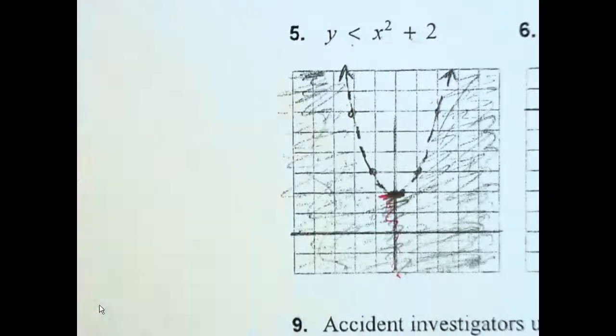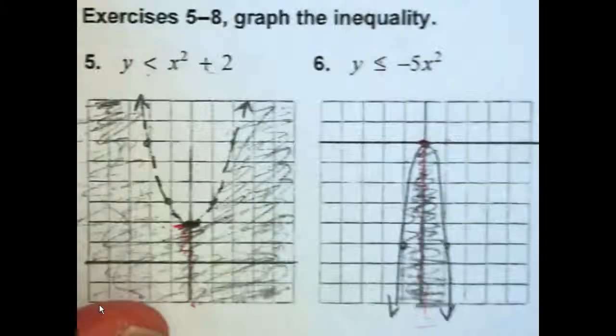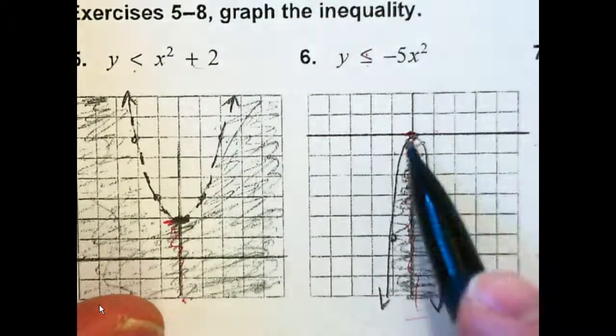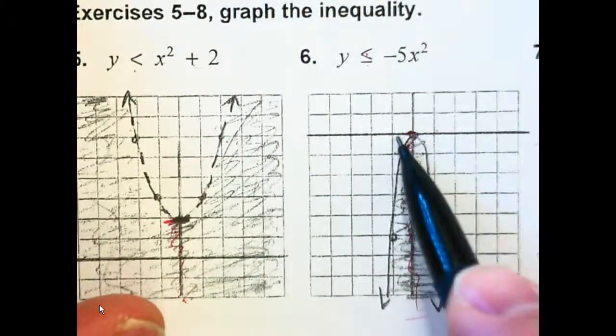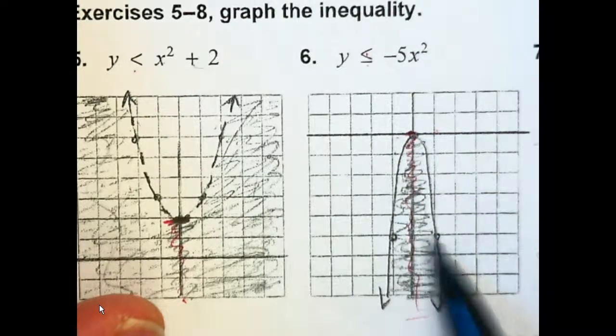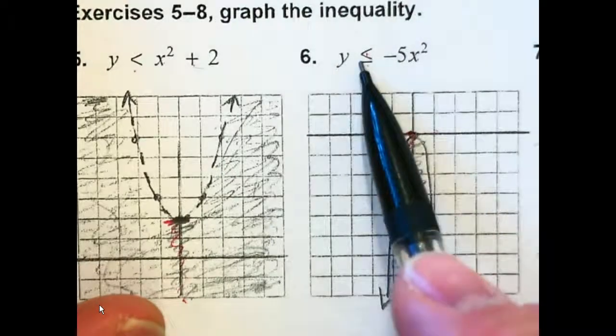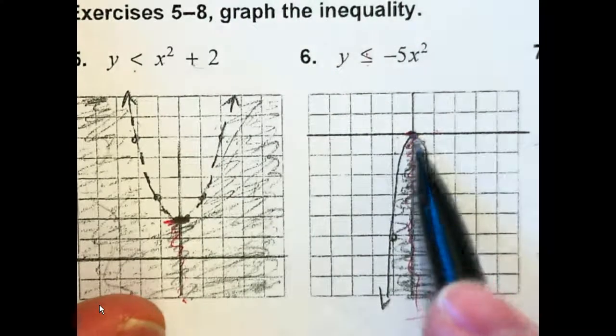Questions on it? And then number 6, the y-intercept for number 6 is also 0. Our h term is also 0. Okay? And we go over 1 down 5, that's our a. And solid because of the equal to. And then it's a less than symbol, so at our y-intercept we shade downward.